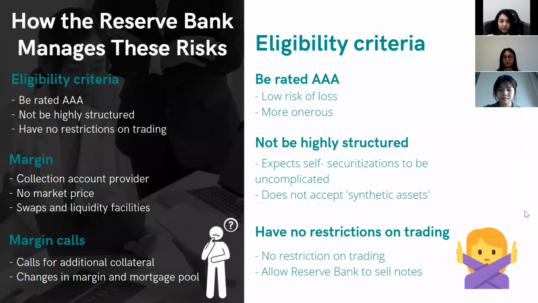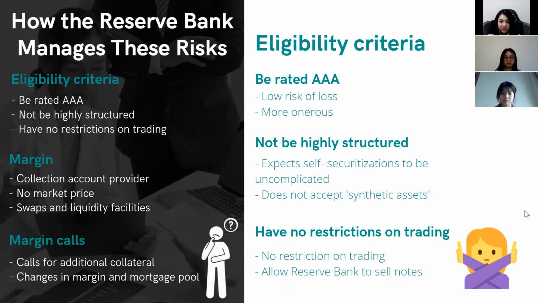How the Reserve Bank manages this risk. The Reserve Bank will implement a number of controls to mitigate the risk. There are three primary controls, which are eligibility criteria, applying margins to collateral value received, and making margin calls each day if the collateral value falls.